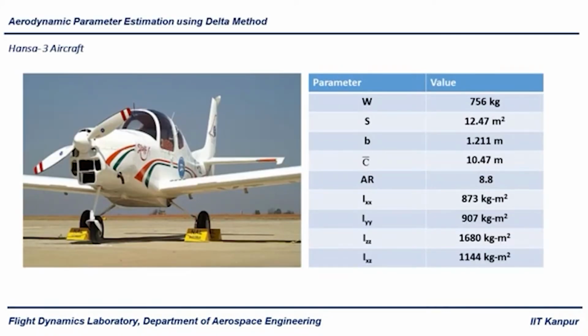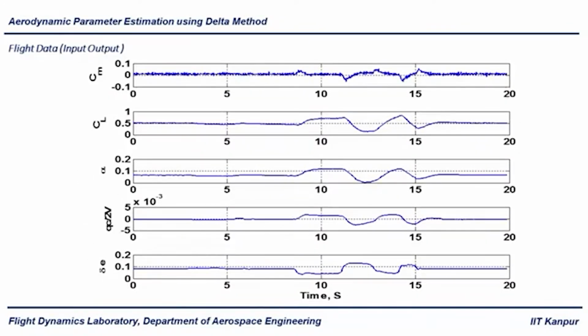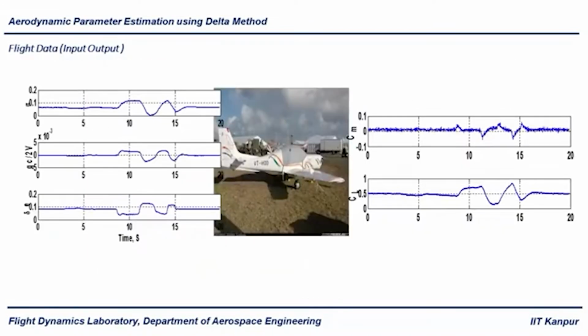So this is the aircraft which you have seen already in the earlier tutorial session with the parameters, and this was your flight data which you are familiar with now. And if you see the input and output, it was like this: alpha, qc/2V, delta E as inputs, and CL and CM as outputs. So what essentially you are seeing here is a set of input data and a set of output data.